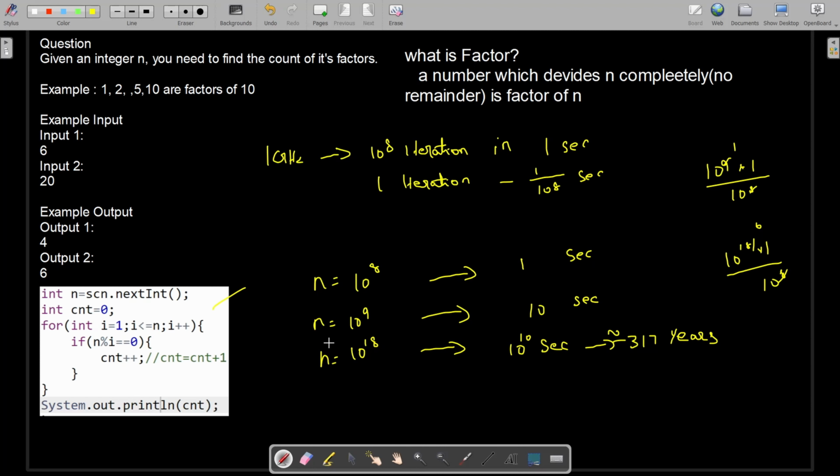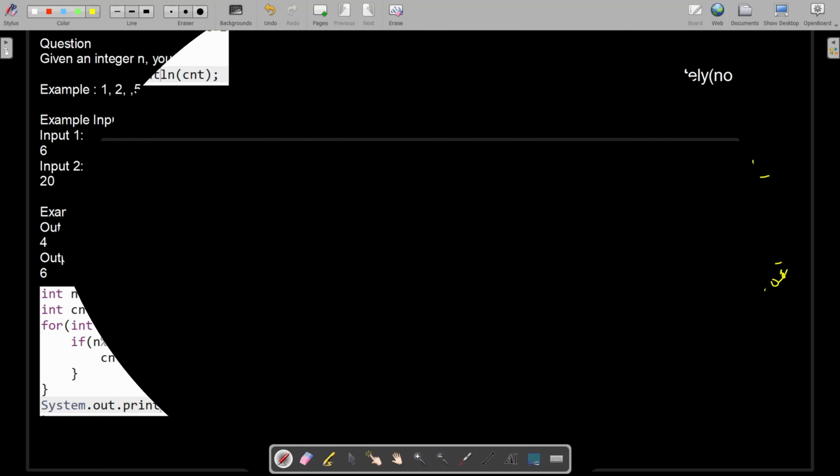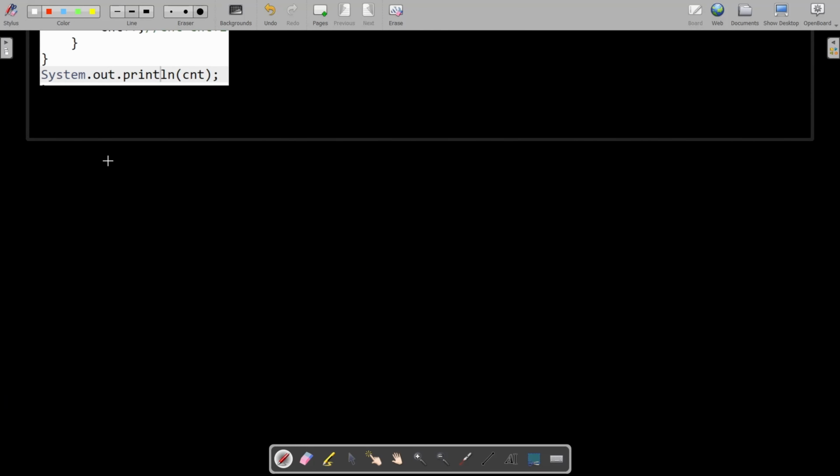What is the observation in this question? Let me pick the number 24. What is the first number that is a factor of 24? We know that 1. Why are we saying 1 is a factor? Because 1 divides 24 completely. 24 divided by 1, the remainder is 0. If the remainder is 0, what is the quotient? In this case, the quotient is 24. And is 24 a factor? Yes, absolutely, 24 is also your factor.